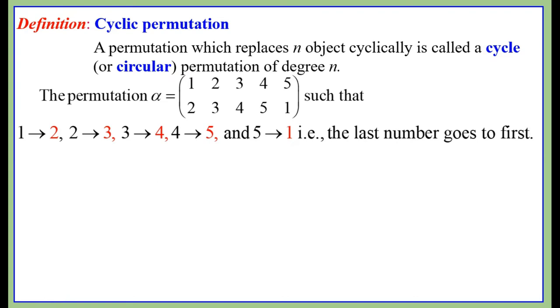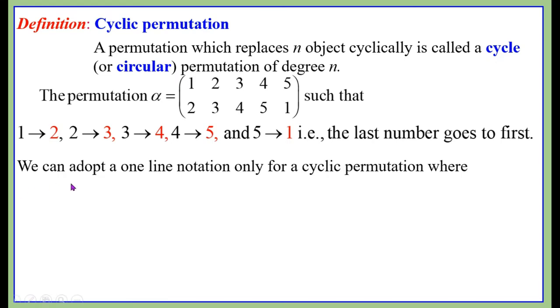Generally, we adopt the two-line notation to represent a permutation in group theory. We can adopt a one-line notation only for a cyclic permutation, where the above permutation alpha is equal to (1, 2, 3, 4, 5). That is, 1 goes to 2, 2 goes to 3, 3 goes to 4, 4 goes to 5.